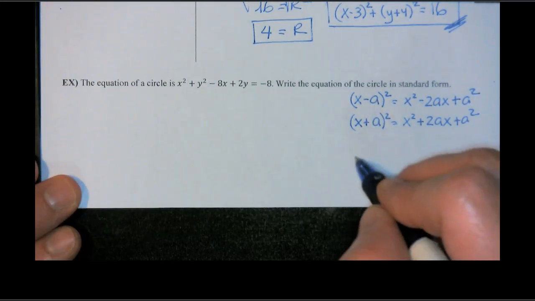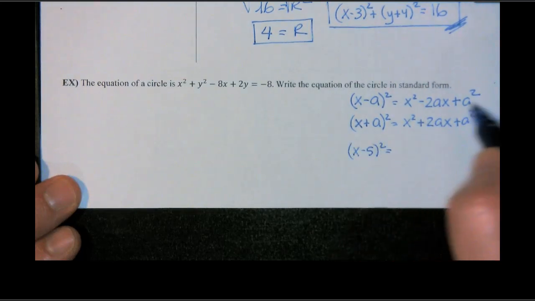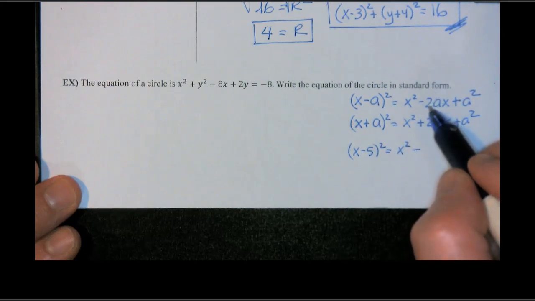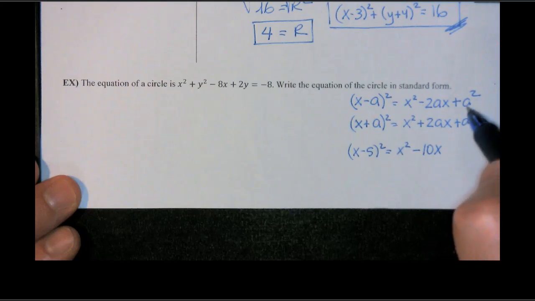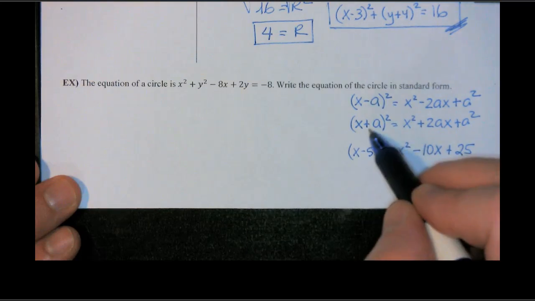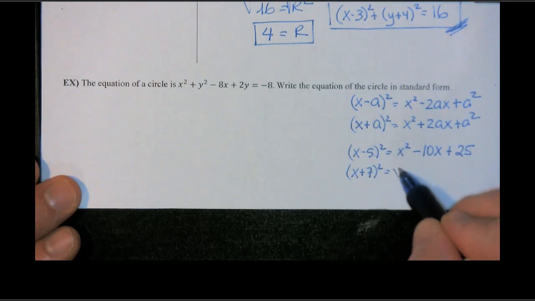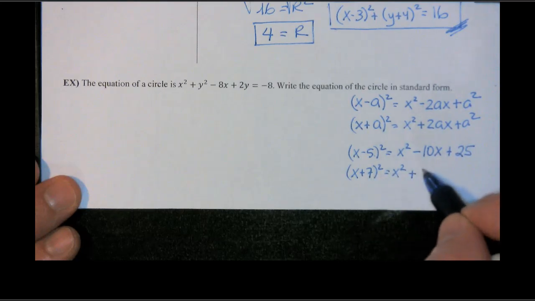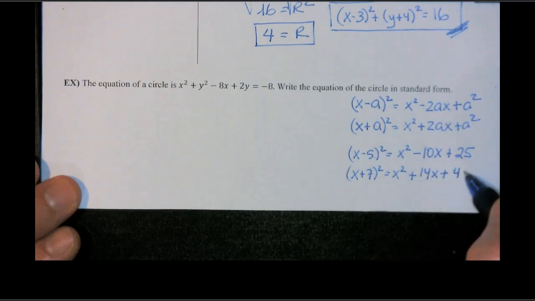Let's take an example. Let's say I have x minus 5 squared. If I use this formula, I would have x squared minus 2 times 5, which is 10x, plus 5 squared, which is 25. If I have x plus 7 squared, that would be x squared, and instead of a minus I'm going to have a plus, because here I have a plus. Then 2 times 7 is 14x, and then plus 7 squared, which is 49.